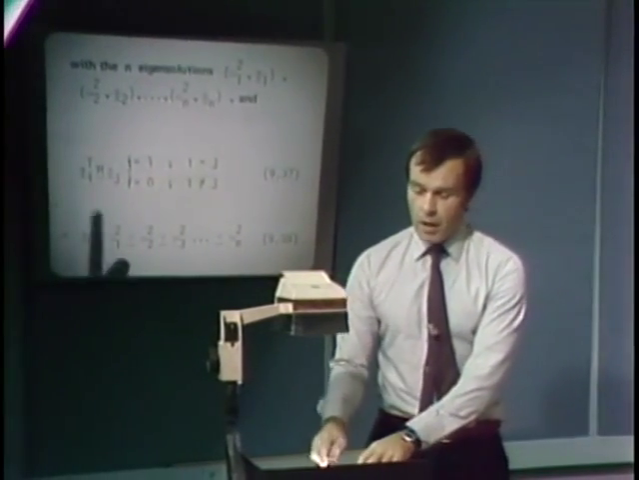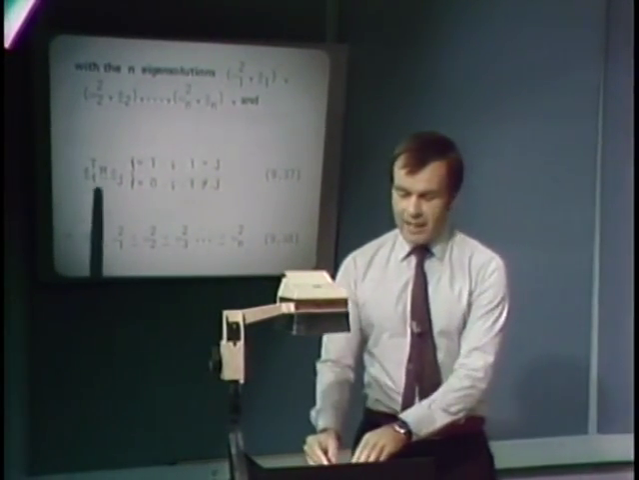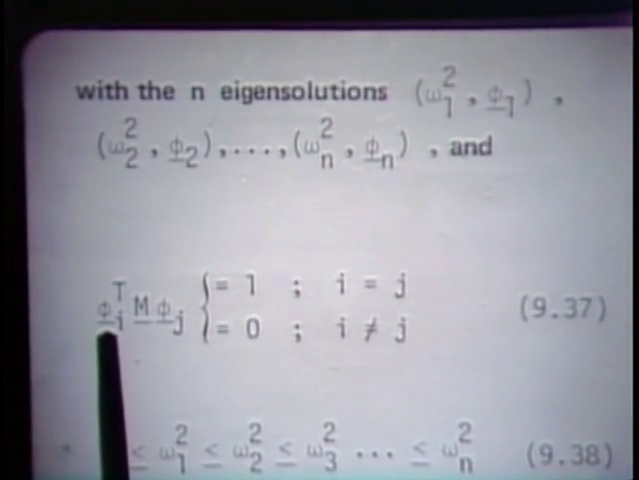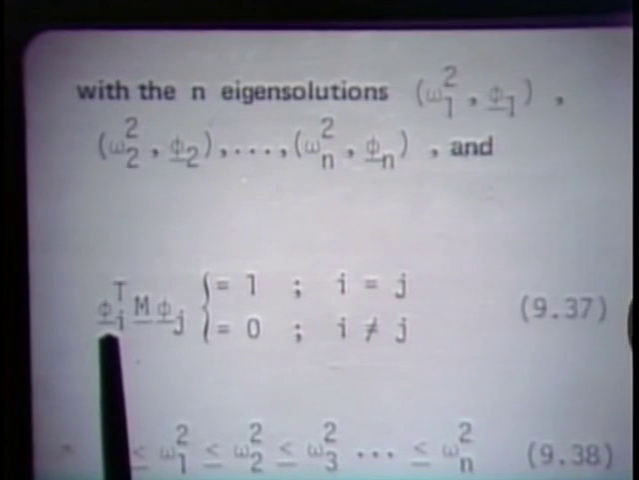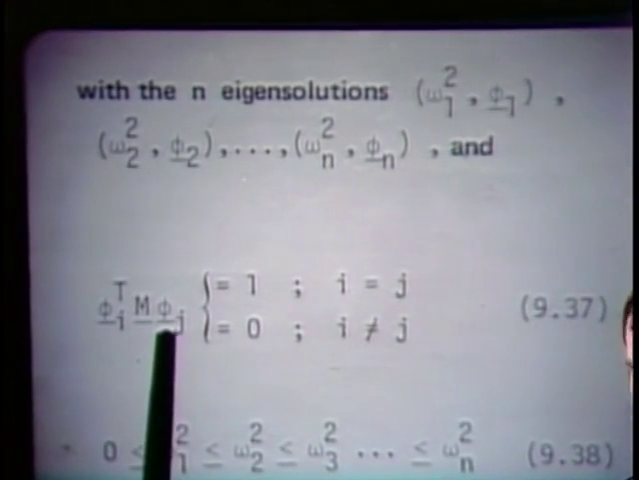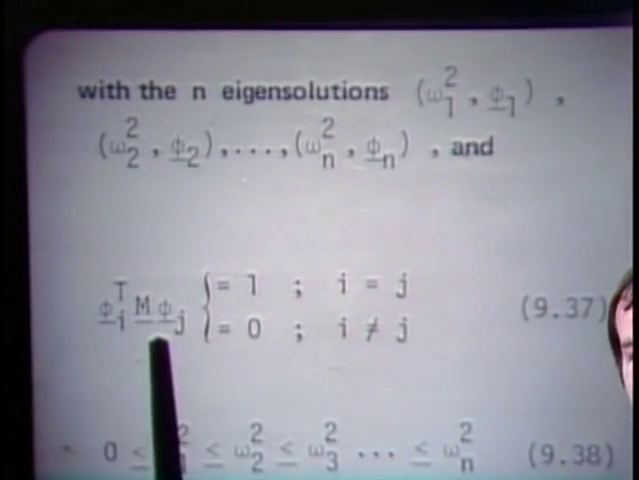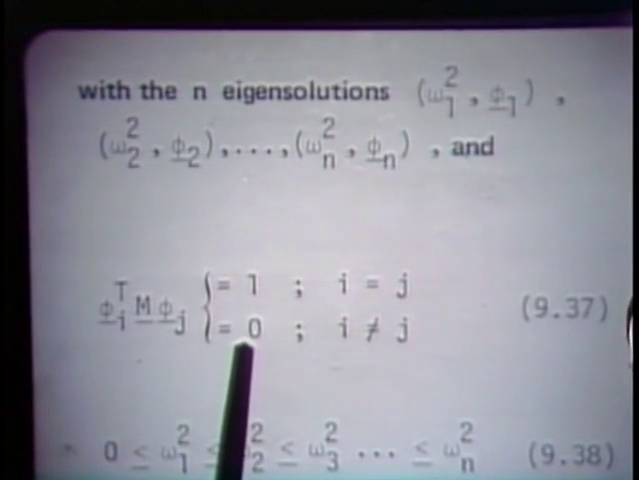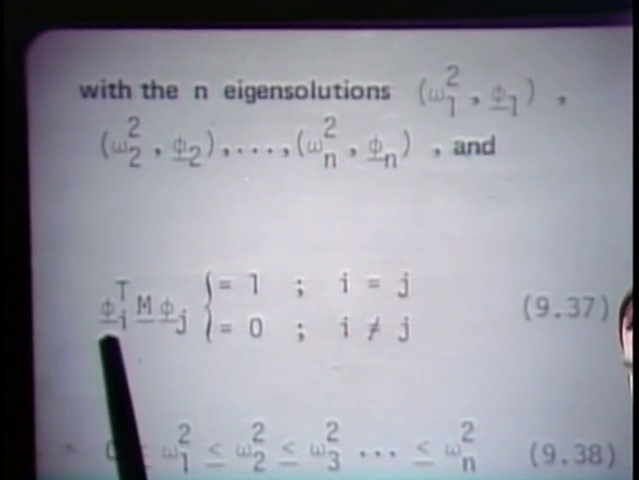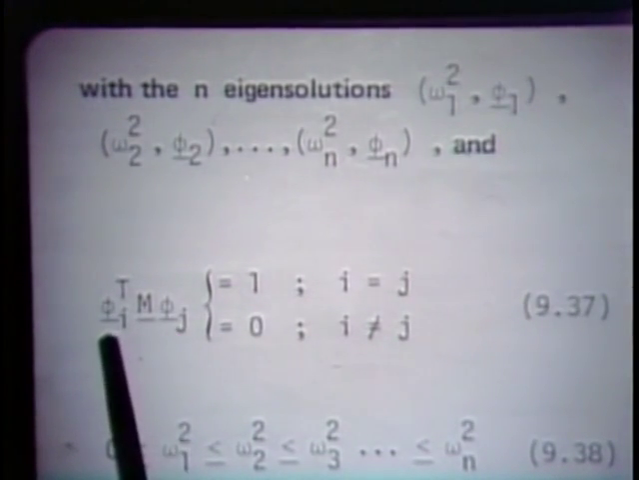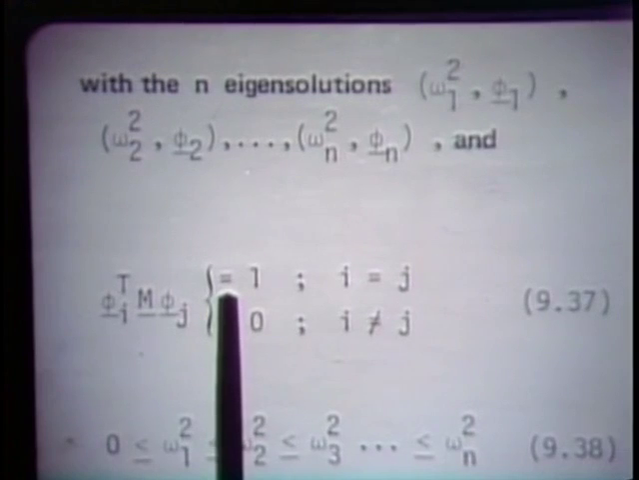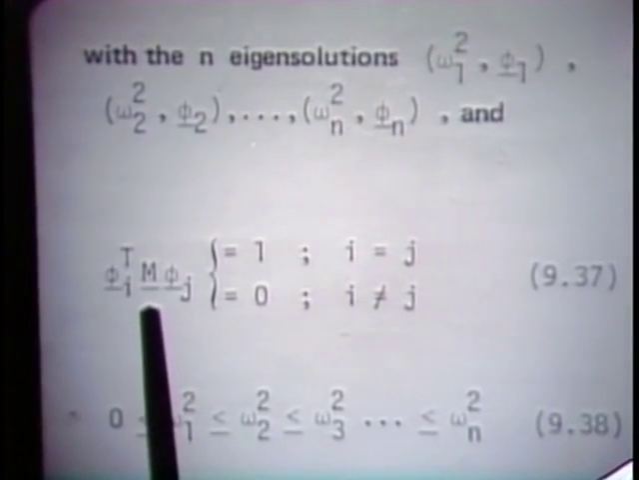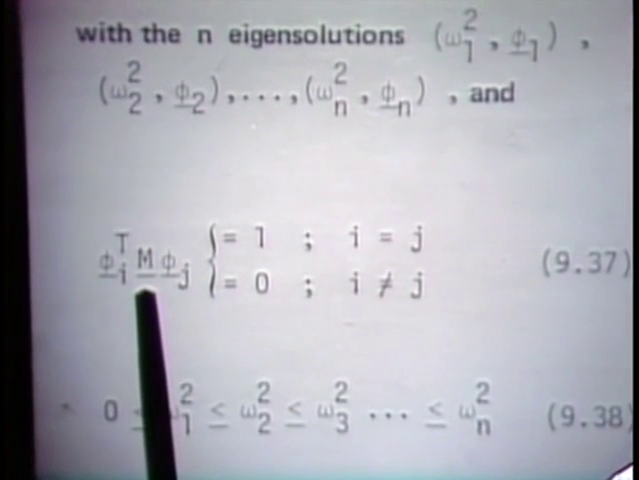And in addition, we can show that the phi i vectors, these vectors here, are M orthogonal, because phi i transpose M phi j, for example phi 1 transpose M phi 2, is equal to 0. And phi 1 transpose M phi 1 is equal to 1. And because it's equal to 1, they are not only M orthogonal, they are indeed even M orthonormal.